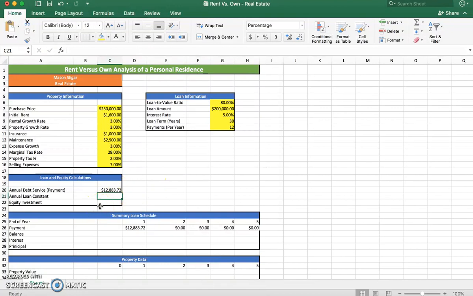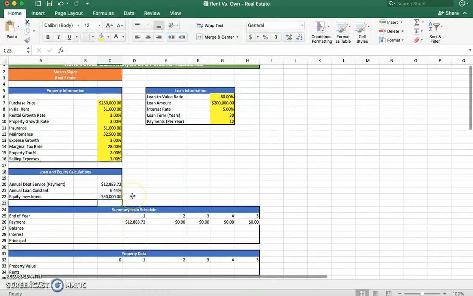Next, we got the annual loan constant. For this, all we have to do is take the annual debt service and divide it by the loan amount. So, annual debt service divided by $200,000, our loan amount. We got 6.44%. Alright, and last in this table, we got the equity investment. So that's going to be the purchase price minus the loan amount. That's pretty straightforward. Minus our loan amount over here should get $50,000. Alright, perfect.